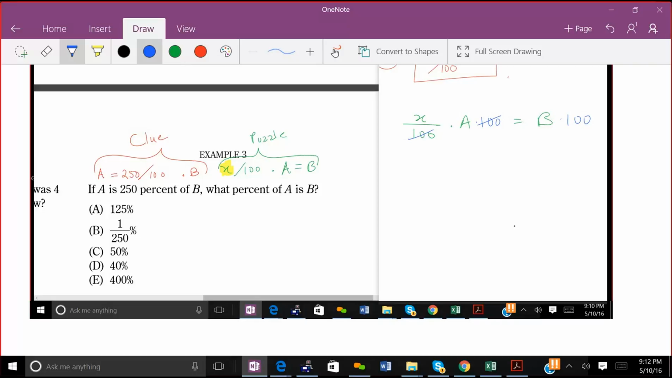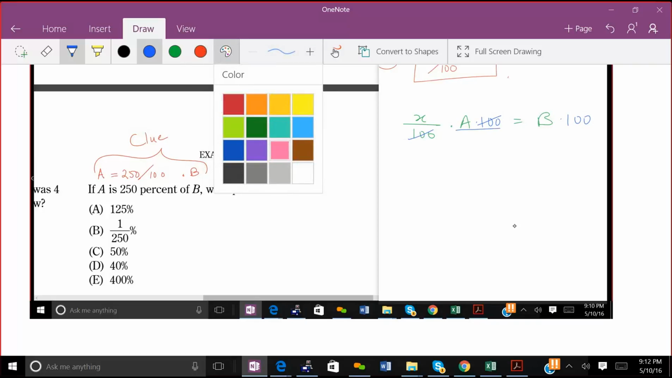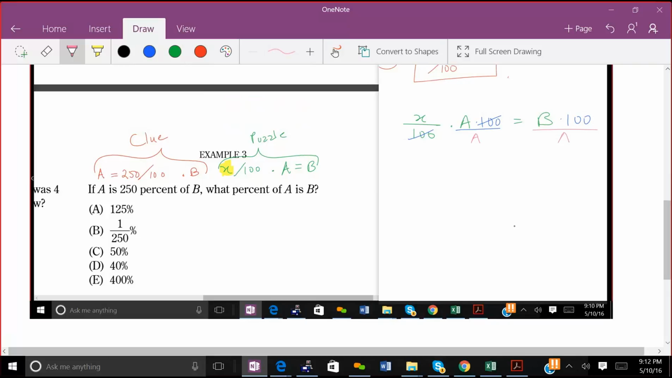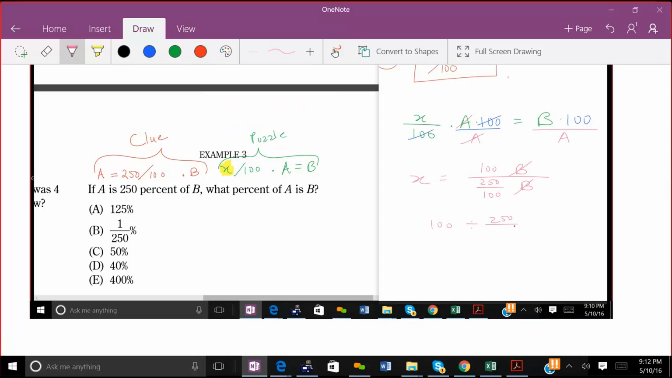Now I want to divide both sides by A. Divide both by A, and I have A and A gone. So X is really equal to 100B divided by A. Well, we can look at the clue now. A is 250 over 100 B. B and B cancel. So X is 100 divided by 250 over 100. So you're supposed to flip it, right? 100 times 100 over 250. So 0 and 0 cancel. 25 and 100 reduce to 4. 4 times 10 is 40. So you see that X is 40.